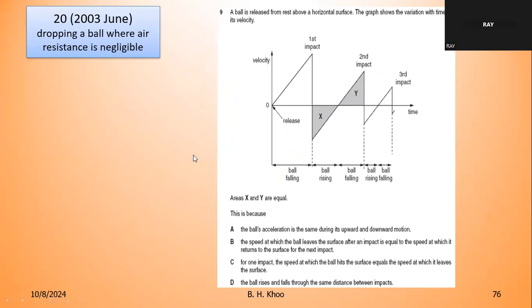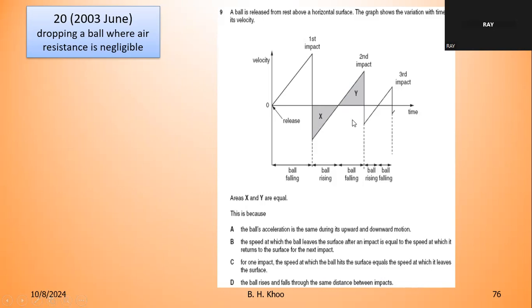You release the ball, free fall, so there is an acceleration. This is where it hits the ground, coming down. This is where it's going up, to maximum height. Then it's coming down again. So you are taking downwards as positive, upwards as negative. This is going up, negative velocity. And this becomes positive, coming down again. This is where it hits the ground again.